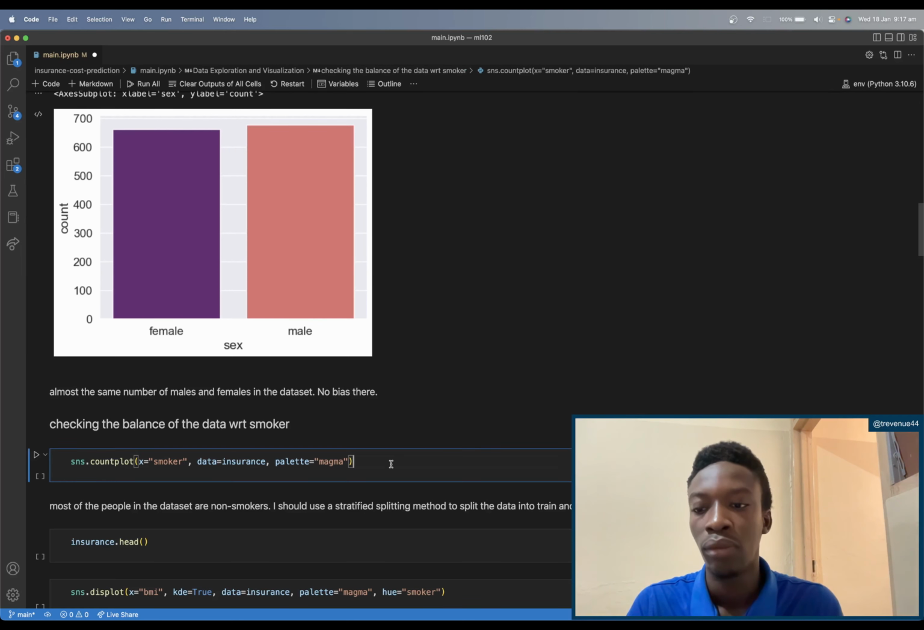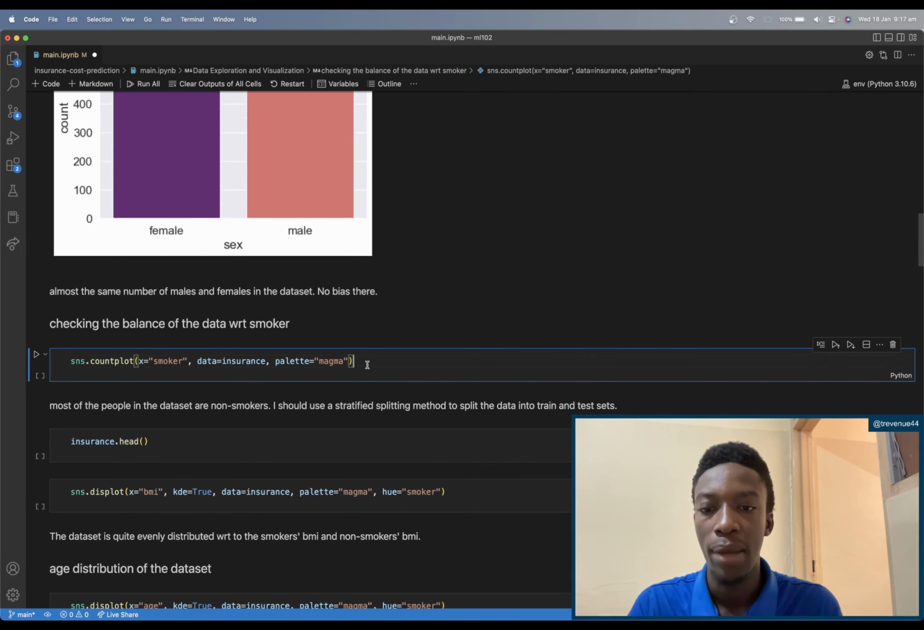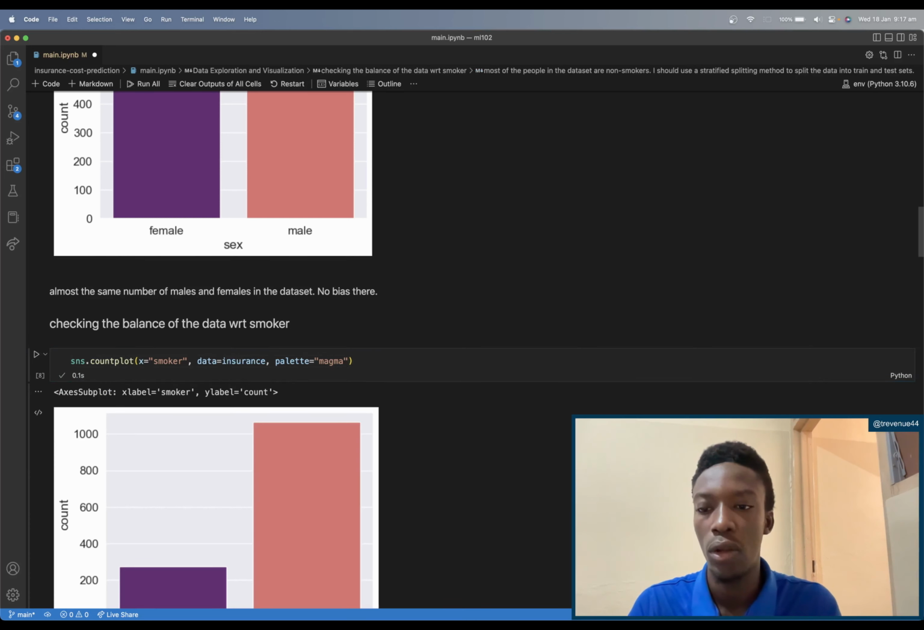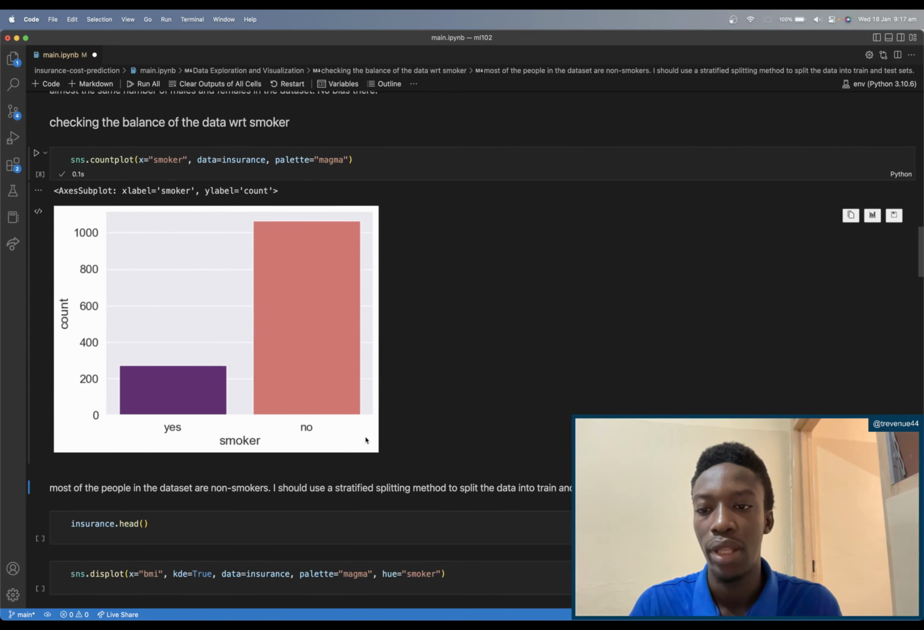Then I also wanted to check whether the person is a smoker or not, that column, to check how distributed it is.